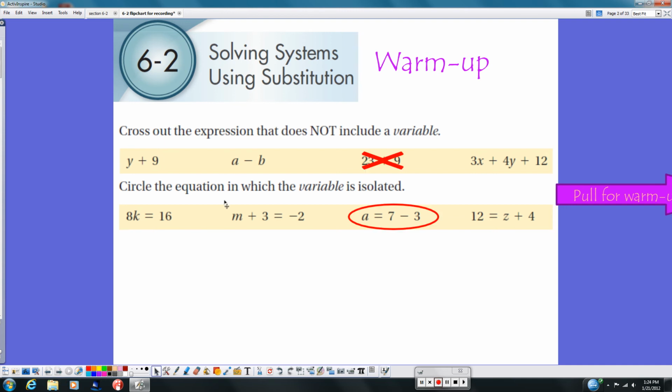The expression that does not include a variable was this one right here, 23 plus 9. Remember, a variable is a letter. This has a letter, this has two letters, and this has two letters. Circle the equation in which the variable is isolated. Remember, isolated means all by itself. This one's not isolated. This one's not isolated. This has the letter all by itself. This one has an additional 4 there.